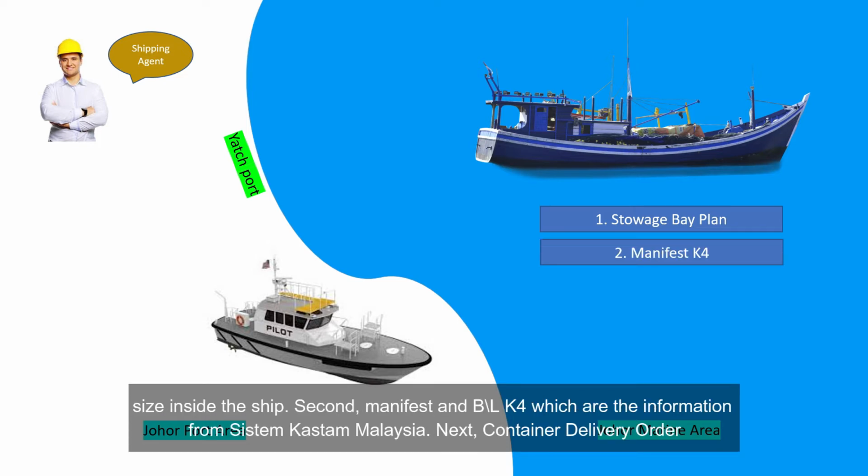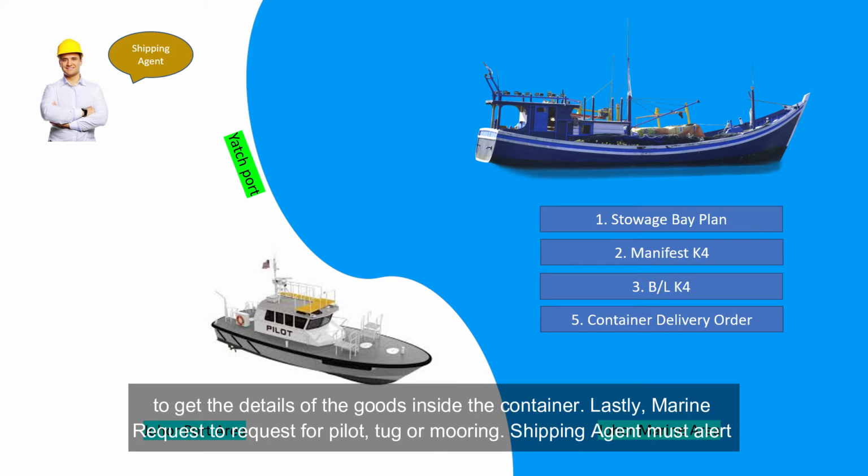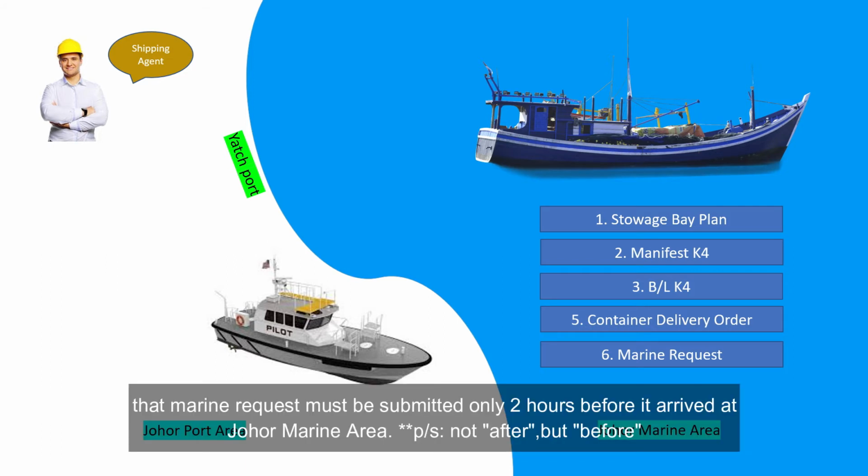Second, the manifest and BLK4, which are the information from System Custom Malaysia. Next, the container delivery order to get the details of the goods inside the container. And lastly, the marine request to request for a pilot, tug or mooring. The shipping agent must be alert that the marine request must be submitted only 2 hours after it arrives at the Johor Marine area.